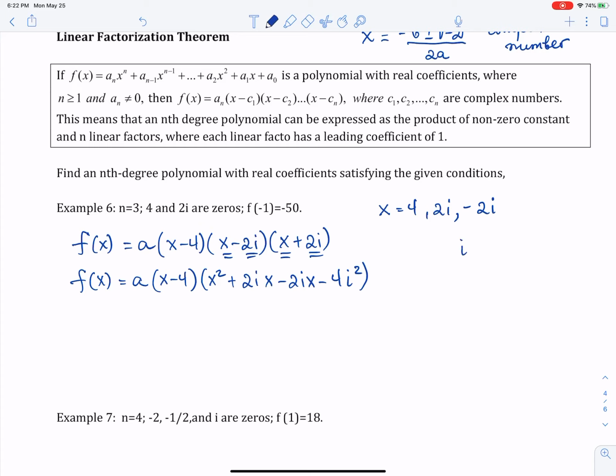Now the number i is equal to the square root of negative 1. When we square both sides, i squared is equal to negative 1. So in this expression right here, I'm going to replace i squared with negative 1. So f of x is going to be a times x minus 4. Those two cancel, so x squared. And then we have minus 4 times negative 1, which is positive 4.